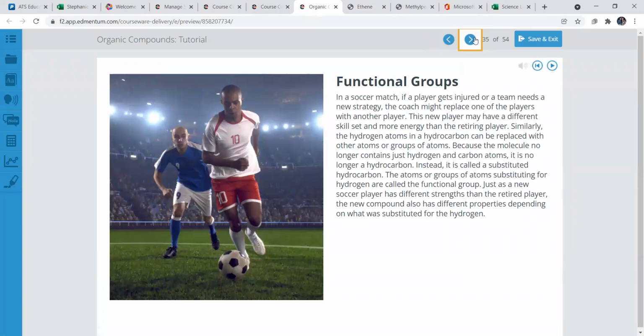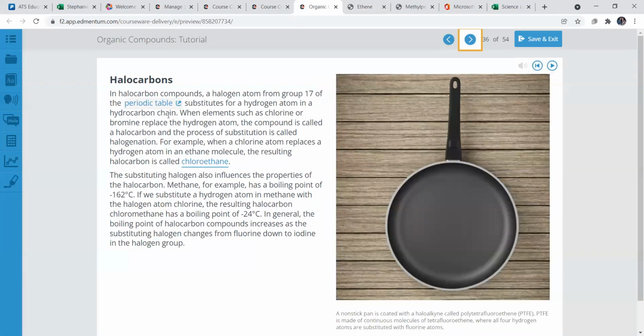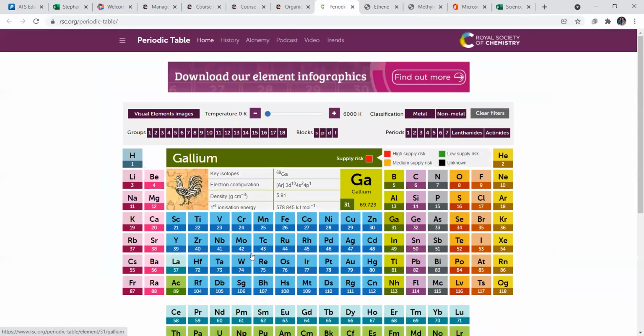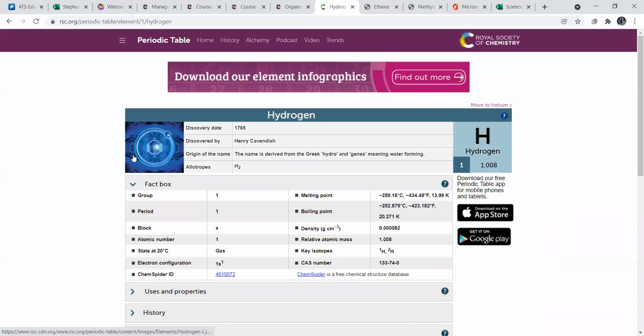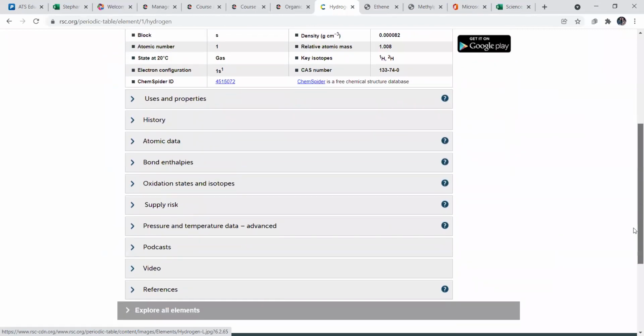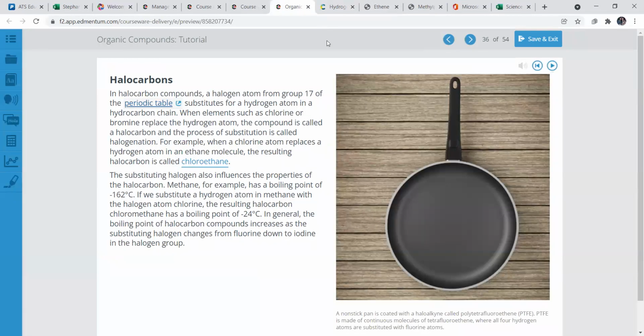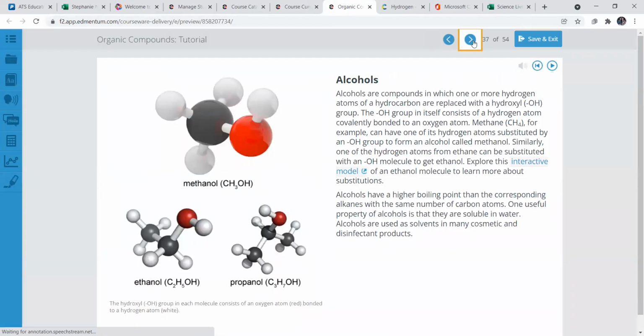Functional groups, let's go to the functional groups. Periodic table, we've already gone over this periodic table a few times within another tutorial that I've done, but this one gives you tons of different examples. Let's click on hydrogen again. And you can go through the hydrogen and see all the fun facts about it. It's pretty interesting. Okay. And then let's go to the next part.